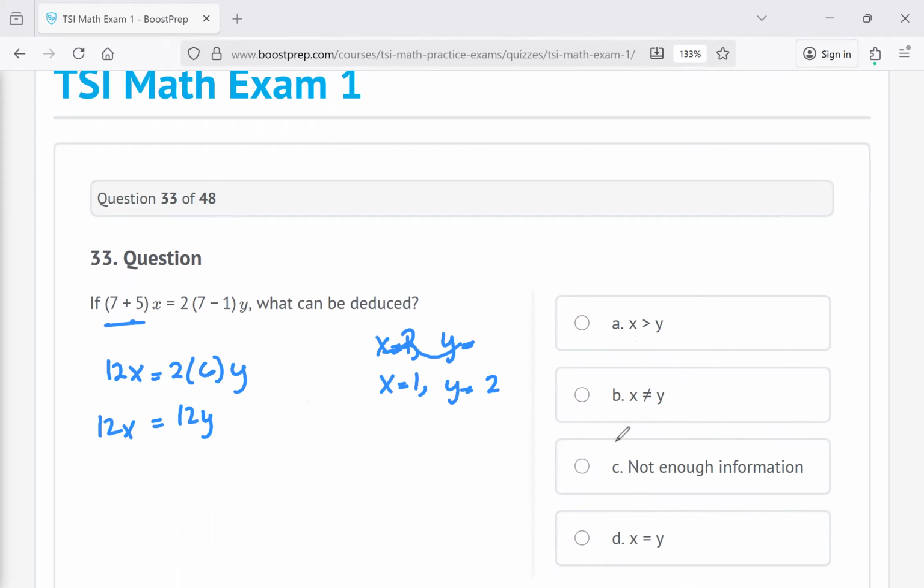Is it B? x cannot equal y? I don't think so because I think they have to be true. What about D? x equals y. So let's think about it. If x equals 1, y must equal 1. Is this going to make the statement true? I think so, right? 12 times 1 equals 12 times 1, which is 12 equals 12. Just true. So I'm going to say D.